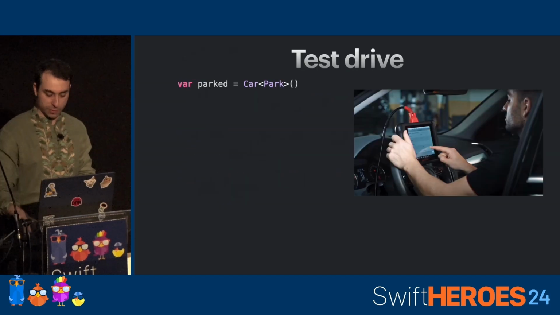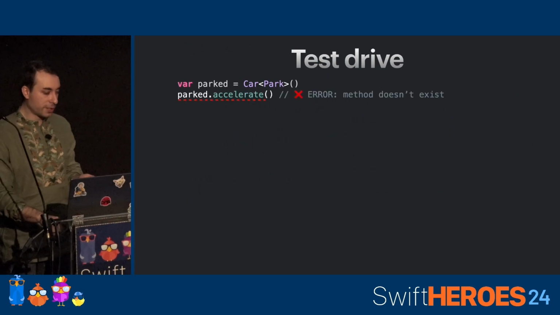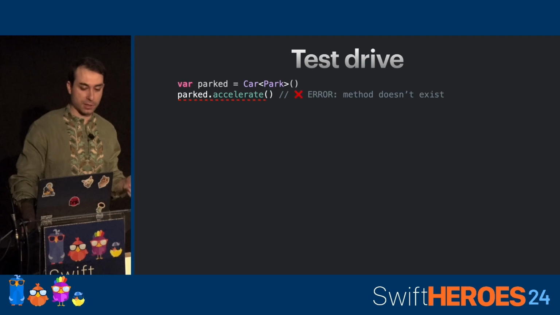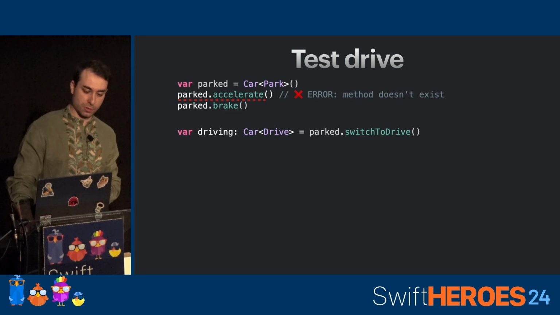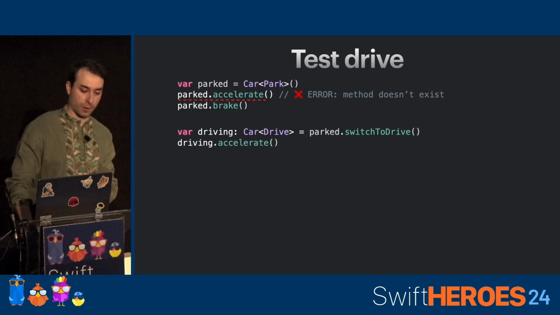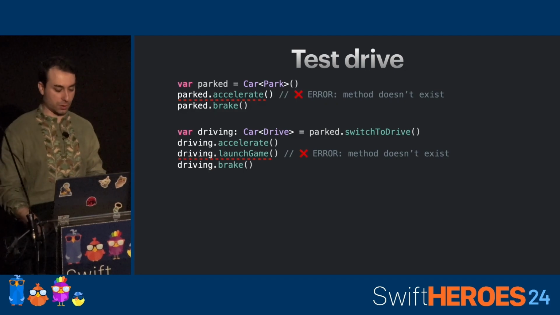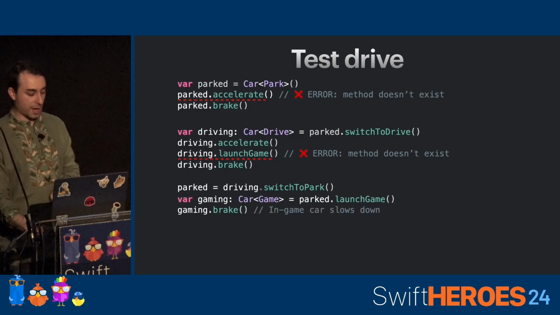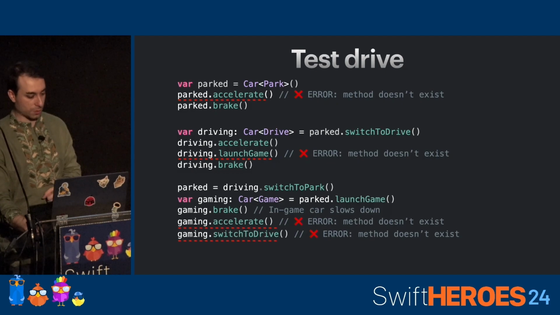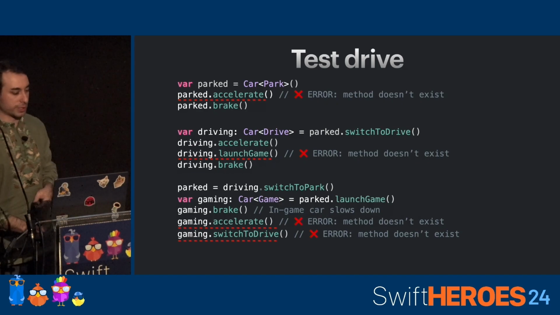Let's take another test drive. So we start in a parked car. This is the only way we can start. If I try to accelerate here, cool, I get the compilation error. I can't even accelerate, no such function. I can brake. Now I can switch to drive, which gives me the new variable, and I can accelerate now, so that's good. I try to launch the game while driving. Again, method doesn't exist. Cool, I can brake, I can switch back to park. Okay, now I can switch to game. In-game I can brake for the in-game car to play, but I can't accelerate, again, while gaming, impossible. And I can't switch to drive accidentally as well. So this is mega cool because we get all these compilation errors.